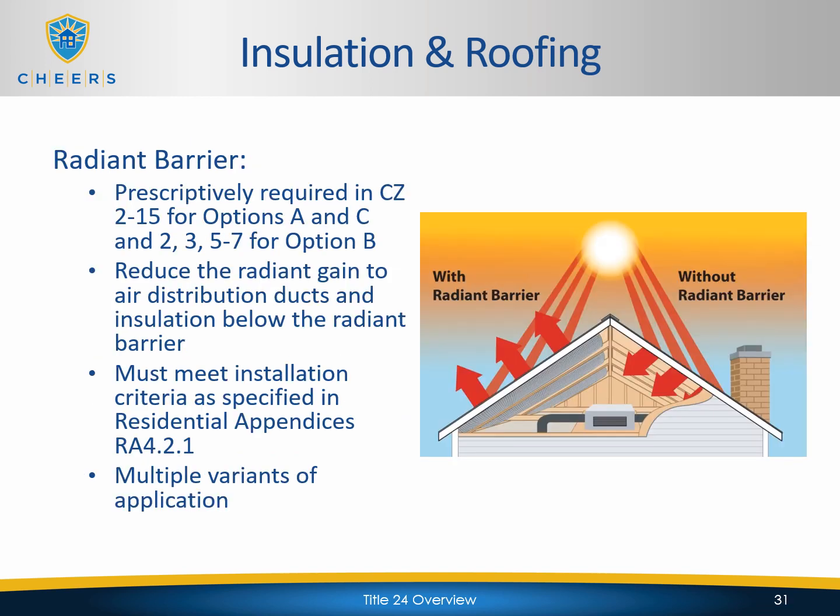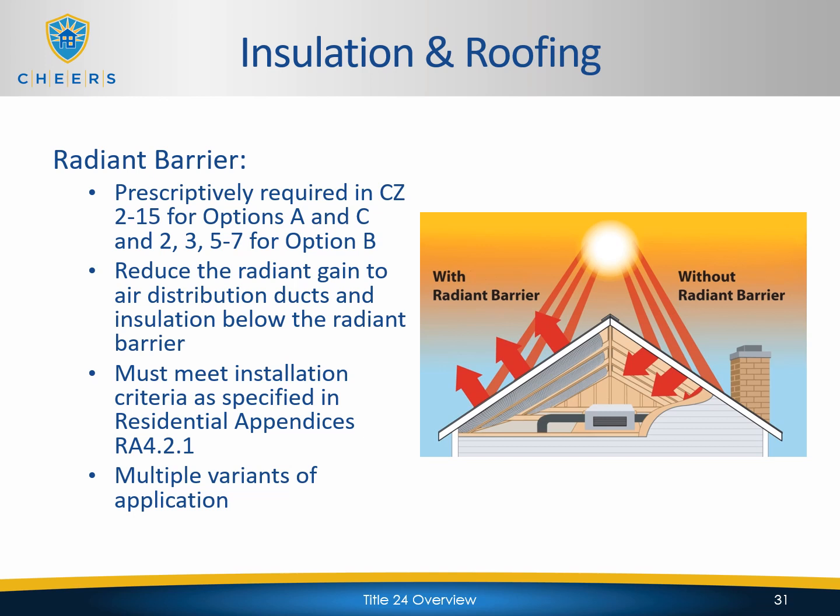Radiant barrier is prescriptively required in climate zones 2 through 15 for options A and C, and climate zones 2, 3, and 5 through 7 for option B. The purpose of radiant barrier is to reduce the radiant gain to air distribution ducts and insulation below the radiant barrier. So if we look to the picture at the right, we have the sun at the top.